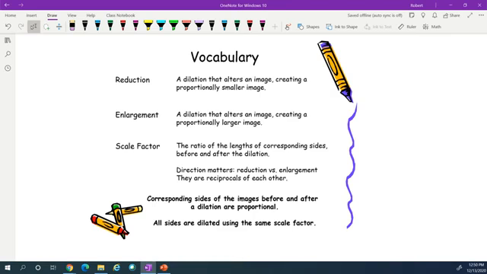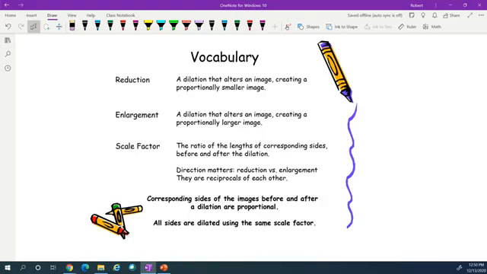Now these are proportional. If we double the width, we have to double the height. If we cut the width by 1/5, then we have to cut the height by 1/5. We can't just do it in one dimension. A coordinate plane is 2-dimensional, so we have to do it in both dimensions. And as we just discussed, scale factor.